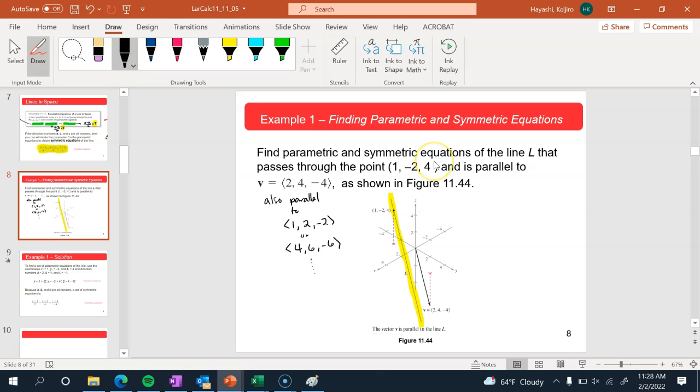Okay. So we'll use this as A, B, and C. This is the vector that describes the line's orientation.